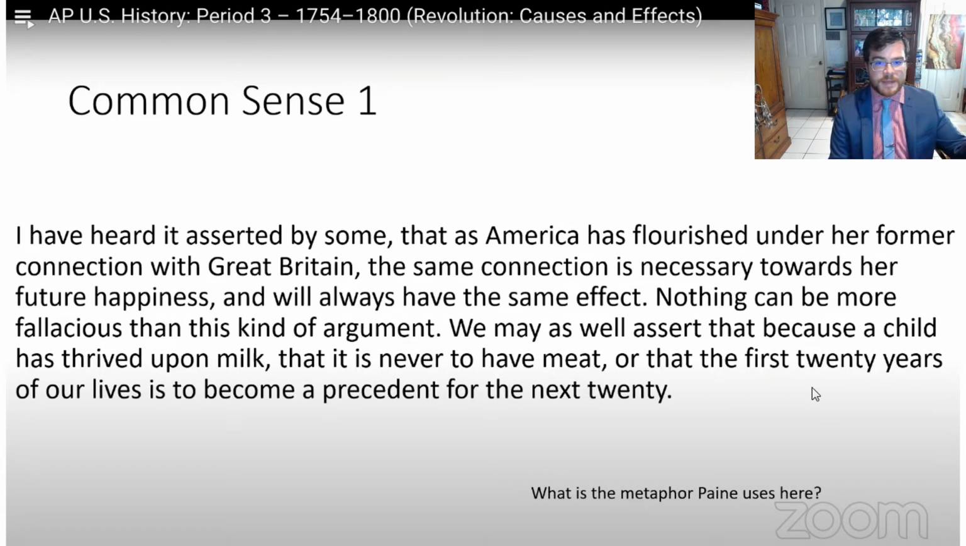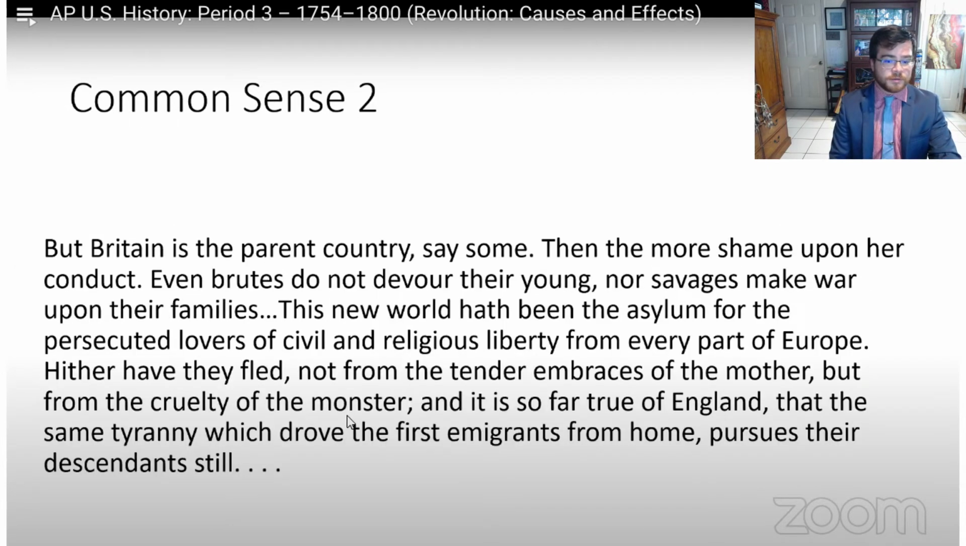Just because babies drink milk, does that mean they're going to drink milk all their life and rely on their mom to give them food? No. Wait till babies have a ribeye steak or some fajitas. They're gonna love that. It's way better. Let's get something better than milk. All right, Common Sense number 2.